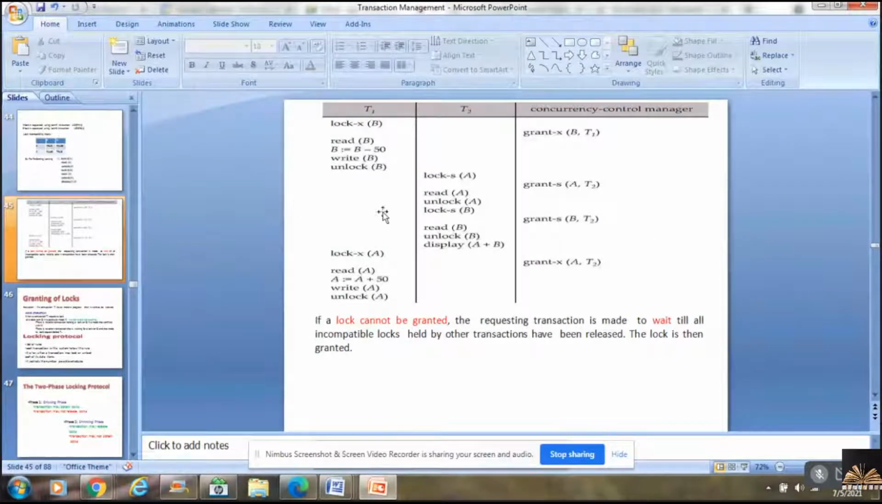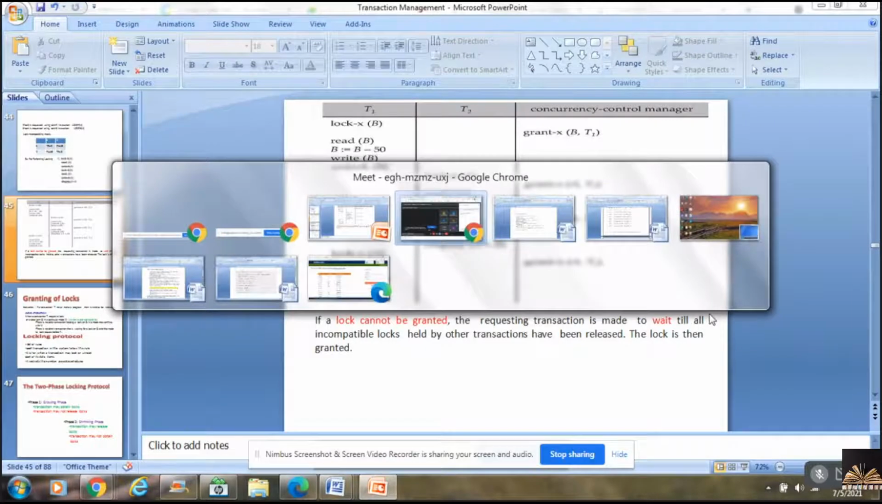Okay, see, if a lock cannot be granted, the requesting transaction is made to wait. That is one of the problems with your simple locking technique. Right? We have already covered that in the previous class. I'm just giving you a briefing of it, in case someone has missed the class.